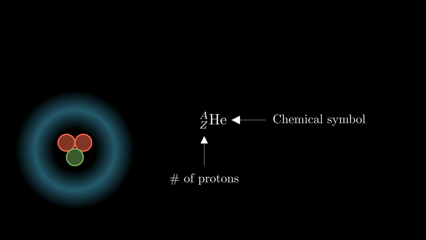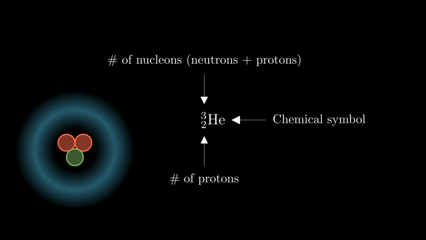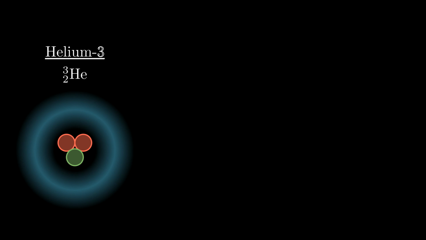We replace Z with the number of protons in the atom. Now, of course, if you know what element an atom is, you also know the number of protons it has. So for helium, it's 2. And lots of times, for this reason, the Z is just left out. We replace A with the total number of nucleons, that is, protons and neutrons that the atom has. So here, it's 3. And there you have it. This is an atom of helium-3.